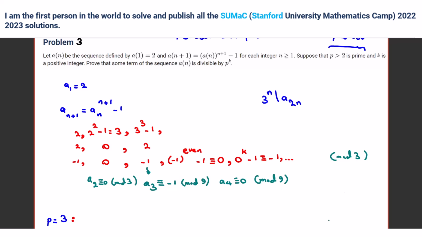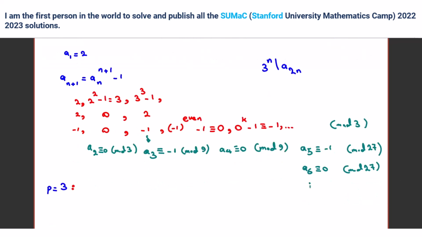Because it is a multiple of 9, you reach the next power, so you can say a5 mod what? Then we get a5 mod 27. Exactly. Again, you can say it's negative 1, and then a6 mod 27 is 0, right? Yes. And so on. So you can say 3 to the power of n divides a of 2n, right? Yes. Or let's use m, because we have n.